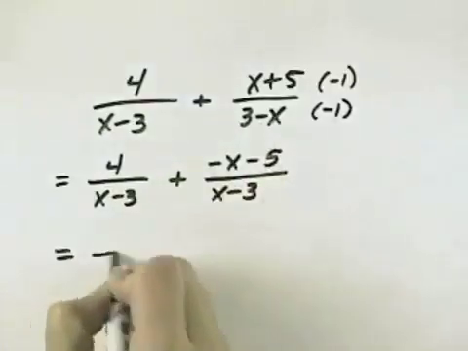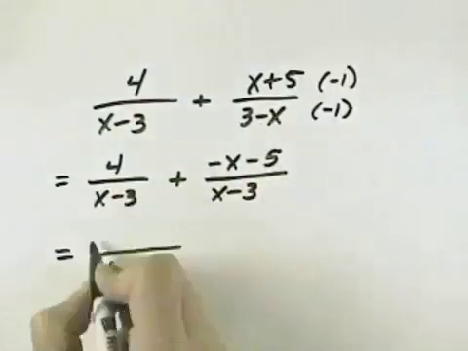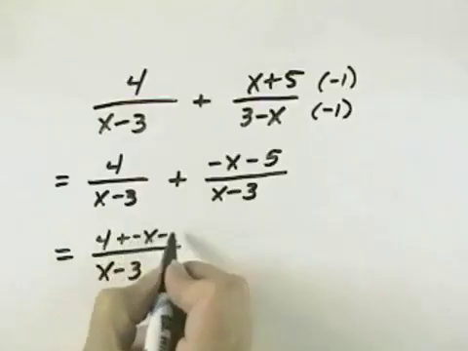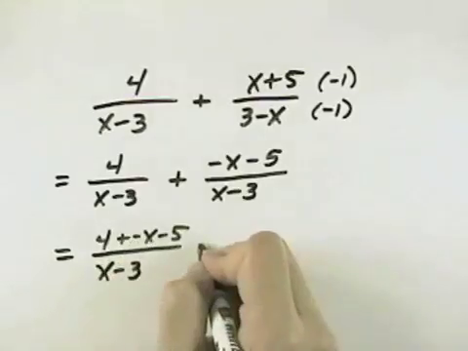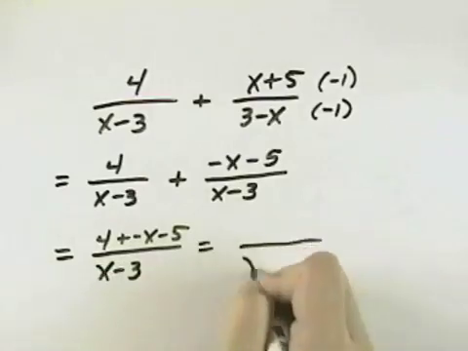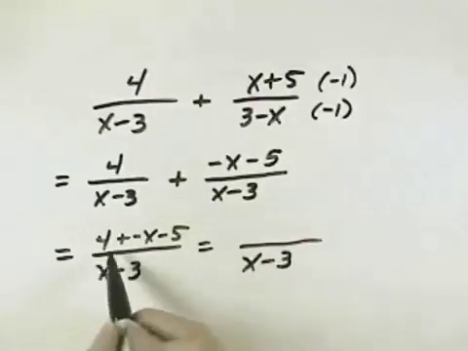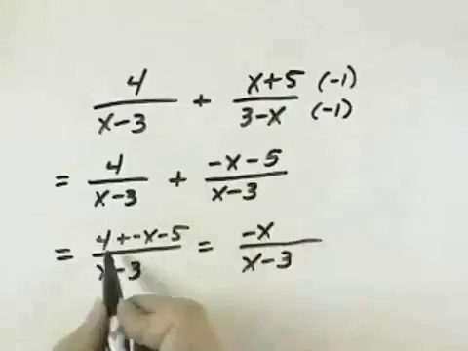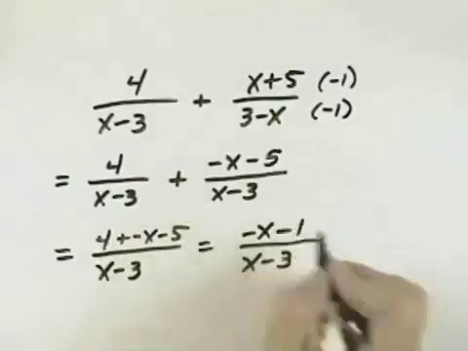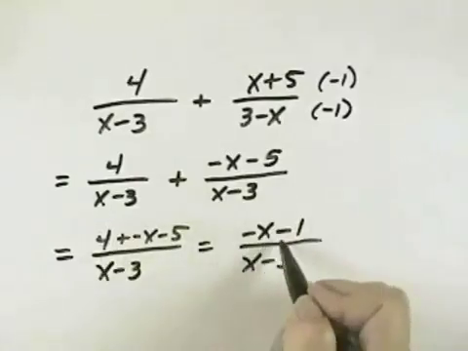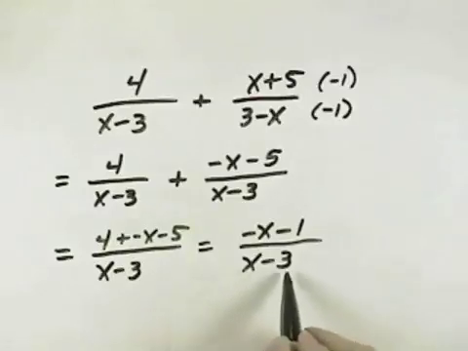So now I can see that I have a common denominator of x minus 3, and so if I add the numerators, I can simplify. Keeping my common denominator of x minus 3, I've got a -x, and I've got a 4 minus 5, which is a -1. So I have -x minus 1 over x minus 3.